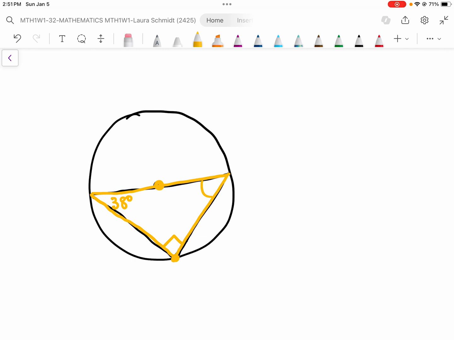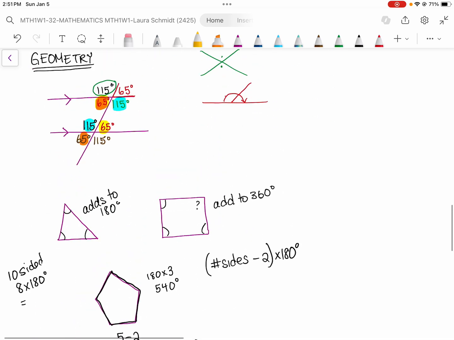And then there's a few other triangle properties, one where an angle is doubled, one where an angle is the same. So feel free to review those if you forget. And that's it.